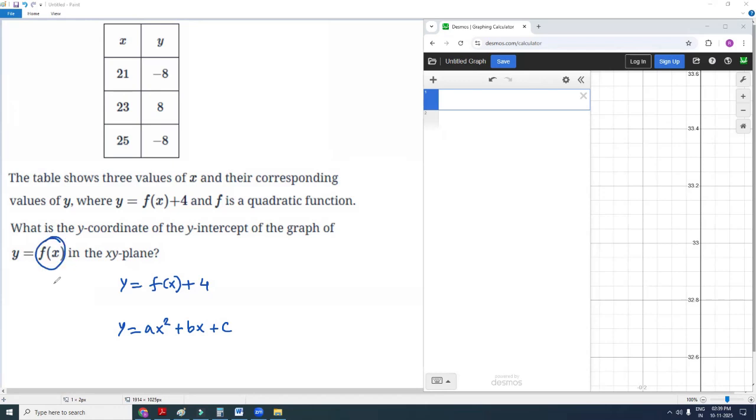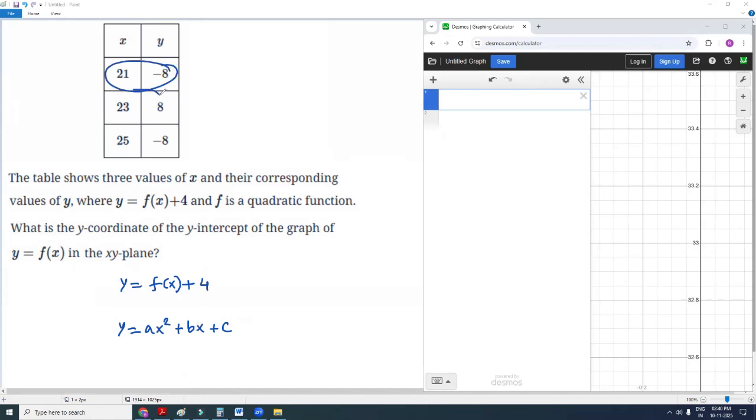Now to get the y-coordinate of the y-intercept of the graph of this function f of x, first we have to get the function f of x. For that we need the values of the 3 unknown constants a, b, and c over here. And here in the table we have 3 values for x and 3 values for y for this function. I mean for this one, y equals ax squared plus bx plus c. Now we can use Desmos to solve this problem.